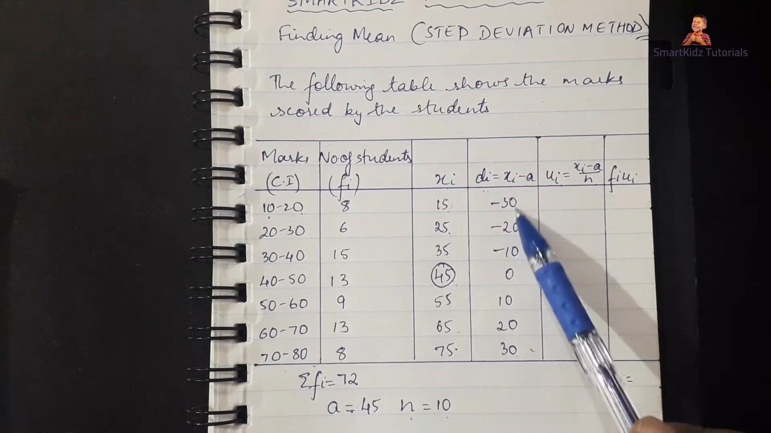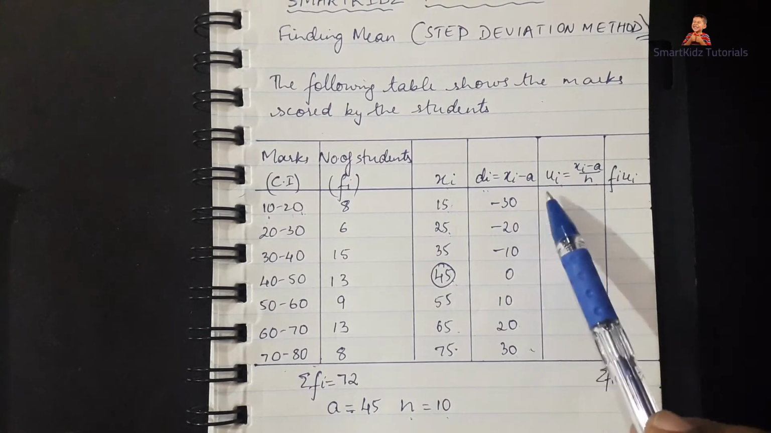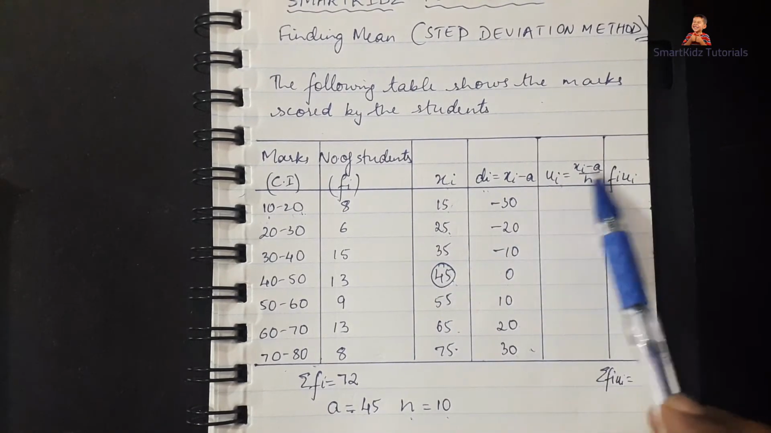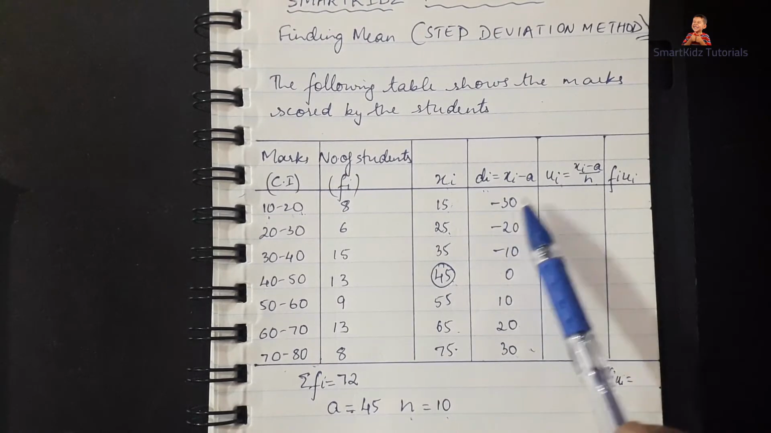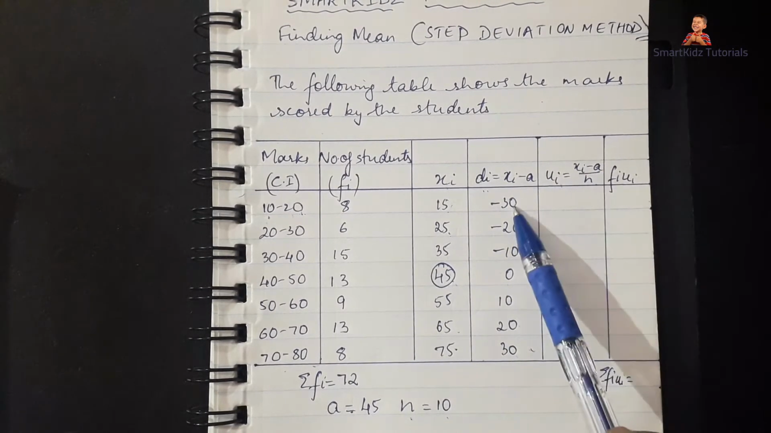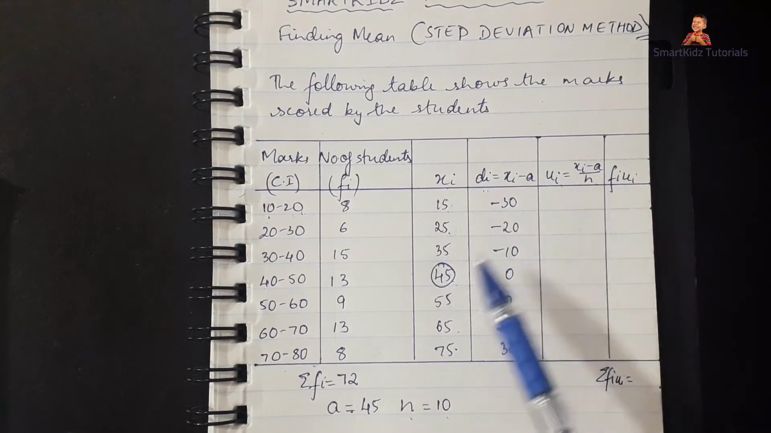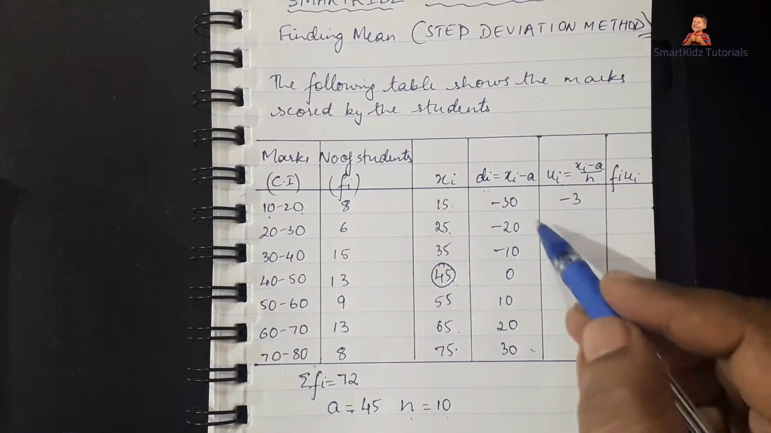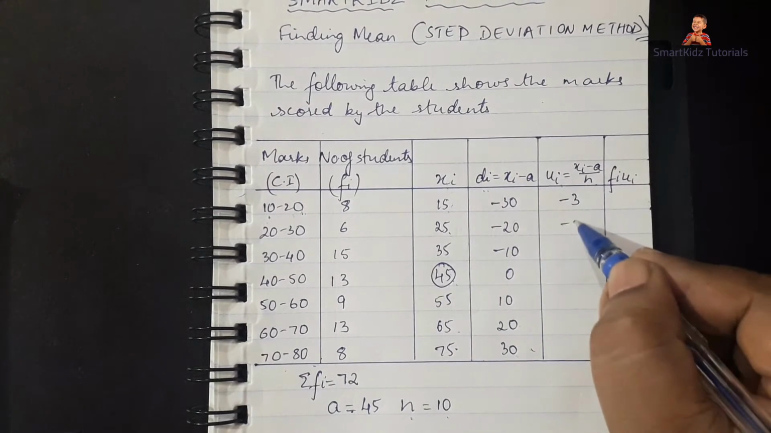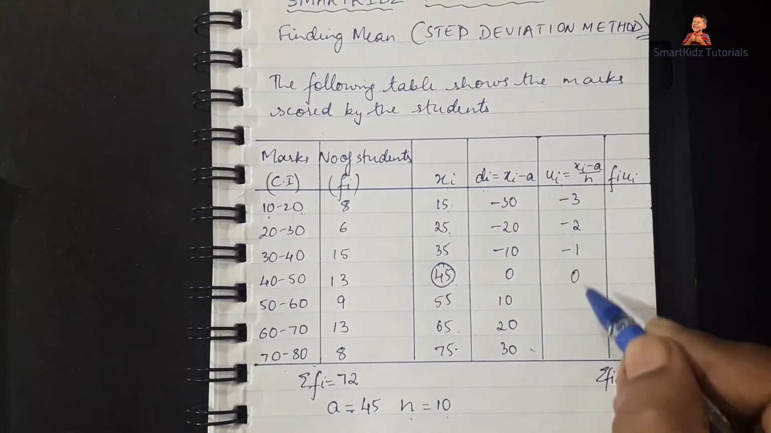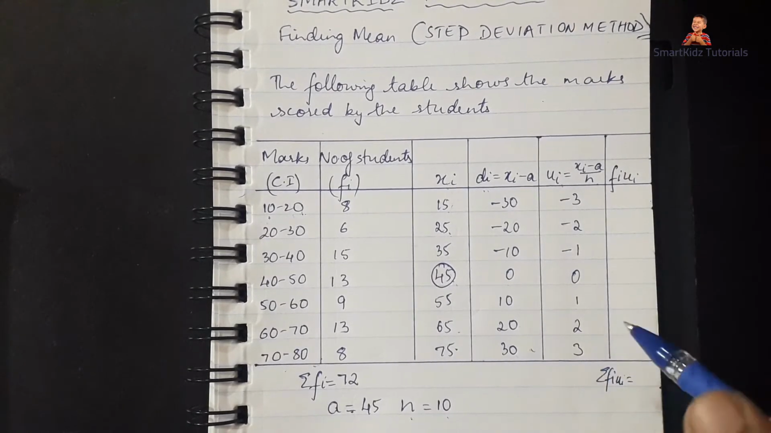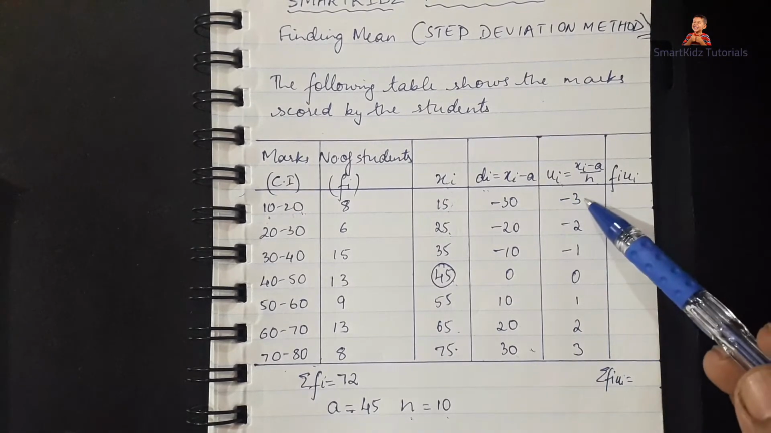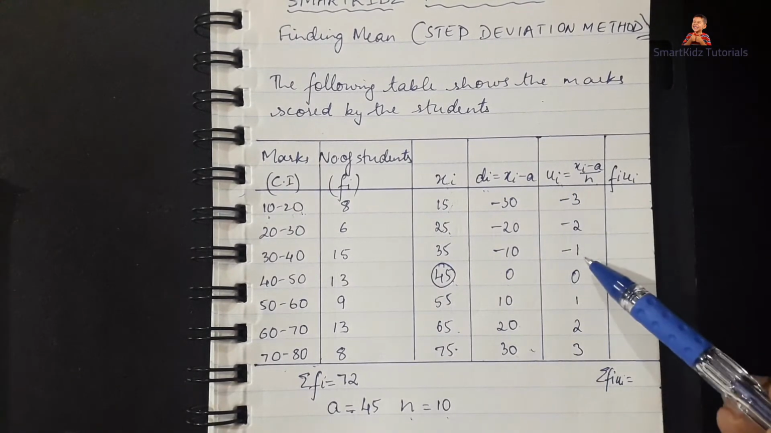All you have to do is divide this number by the class size. That makes it easier to get the value over here. So this xi minus a is already calculated here. Instead of xi minus a, you put this value. So minus 30 upon h, which is 10, gives us minus 3. Then minus 20 upon 10 gives us minus 2, and this will be minus 1, 0, 1, 2, 3. This is something you will always find when you take ui. Similar pattern: minus 3, minus 2, minus 1.